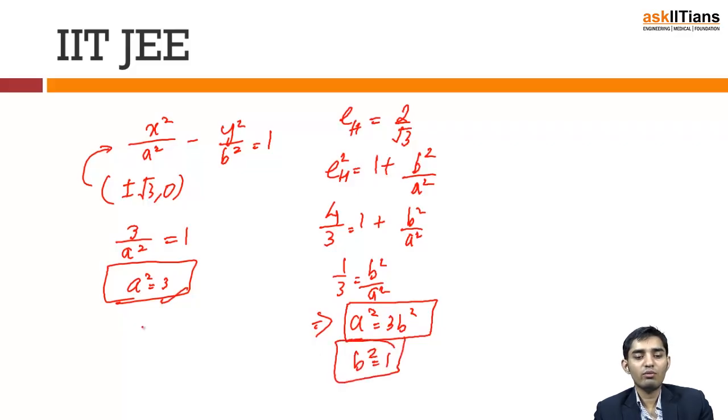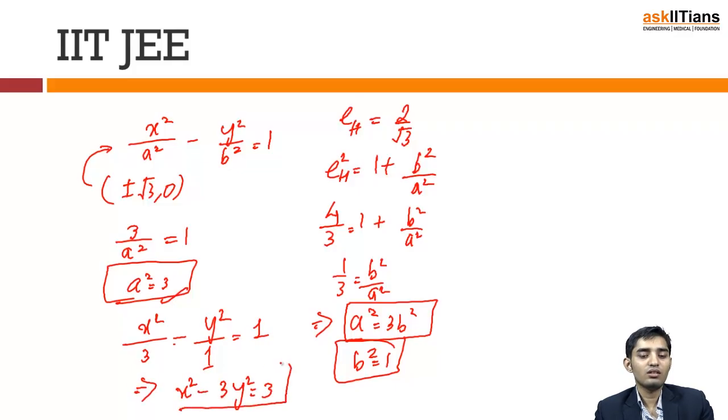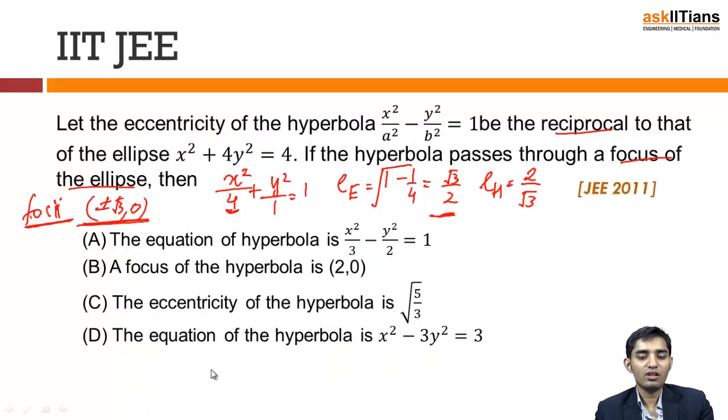So the equation of hyperbola will be x square by 3 minus y square by 1 equal to 1. Okay. So if I simplify this further, x square minus 3y square equal to 3. This will be the equation of our required hyperbola, right? So which is the correct option? The correct option will be D, right?